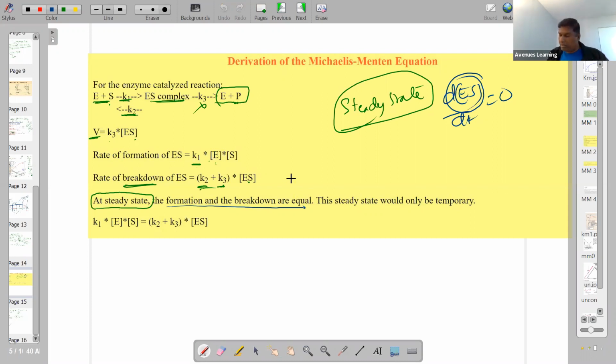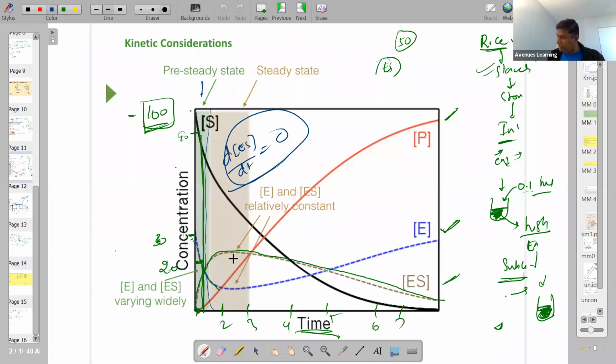At this point, some of it might break down, some of it might be newly formed, but there's a balance between those two, and essentially you don't see a change in the ES concentration. The ES concentration continues to remain the same, and that is the state we call the steady state. At steady state, the formation and the breakdown are equal. This steady state would only be temporary. As you can see in the graph, only this part is steady state. The rest is either going up or going down.